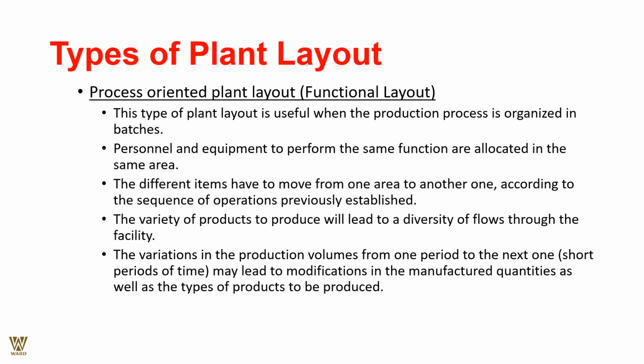The variation in the production volumes from one period to the next might lead to modification in the manufacturing quantities as well as the type of product to be produced any number of times. Now these are things that need to be taken into consideration: the variation, the variety, the different items, the resource material, the personnel, the type of plant. These are things that come into the picture for process layout. This is what we are looking into, right?